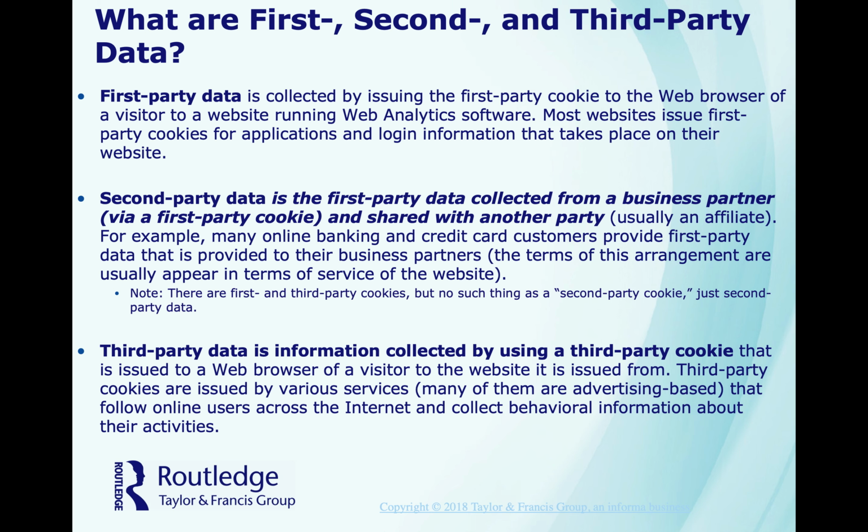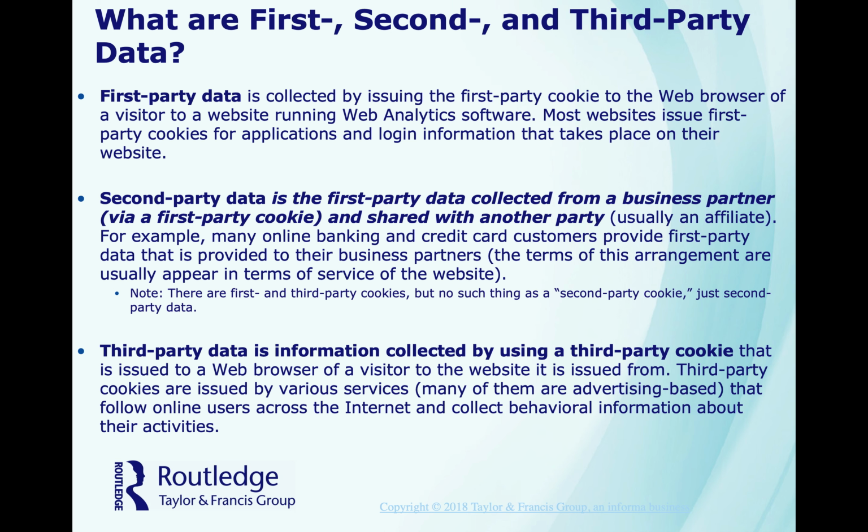Second party data is the first party data collected from a business partner and it's shared with another party. So usually it's an affiliate. For example, many online banking and credit card customers provide first party data that is provided to their business partners and it's in the terms of agreement. You just may not know it.